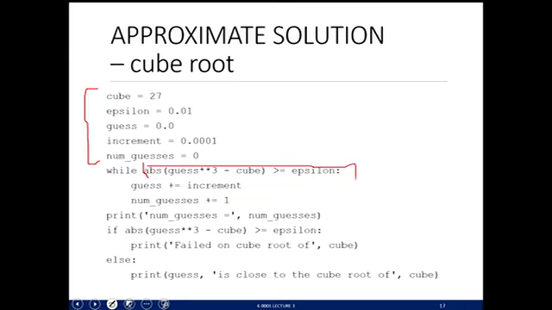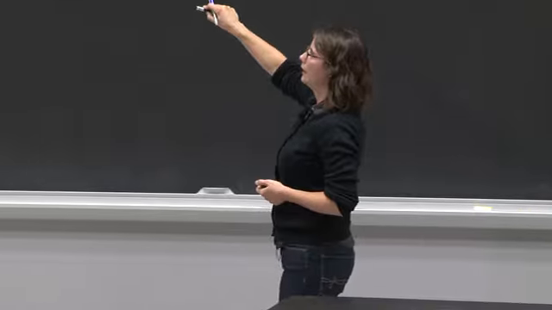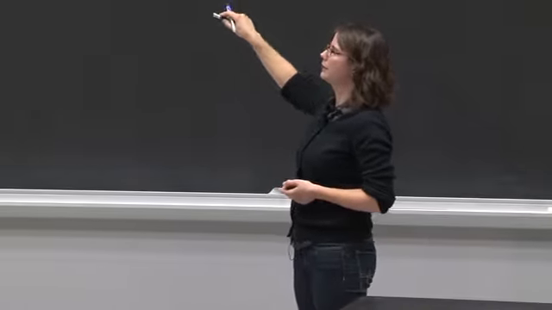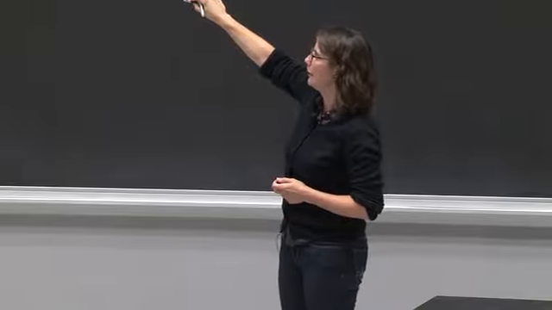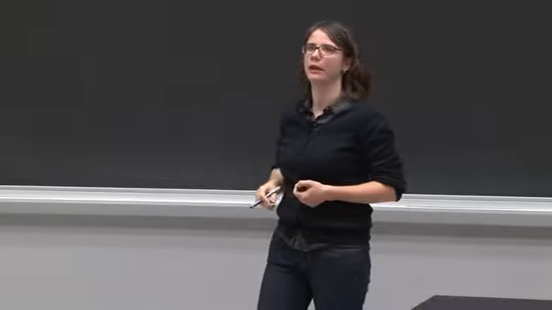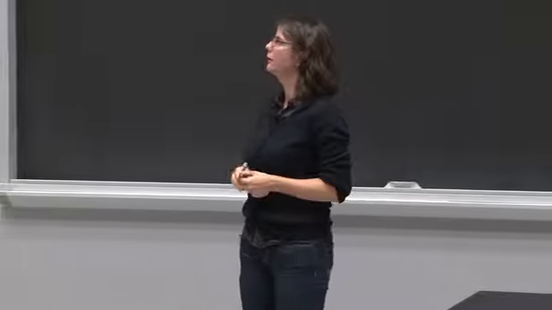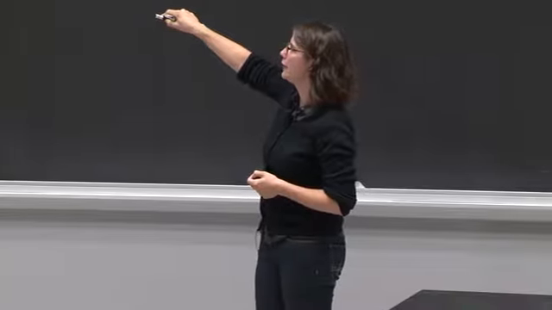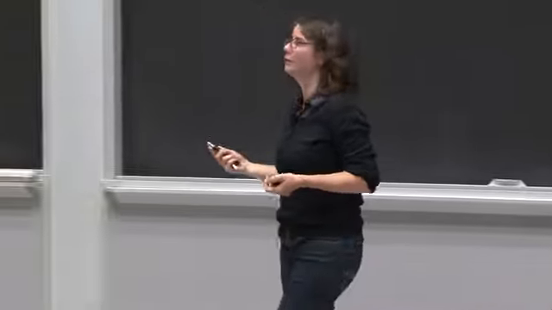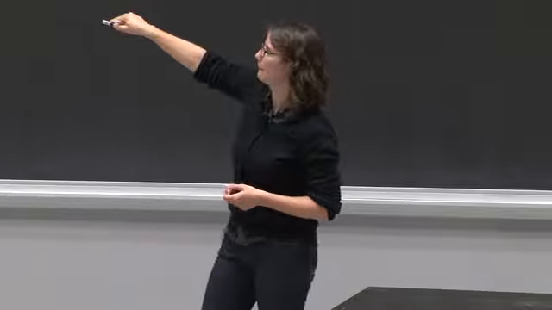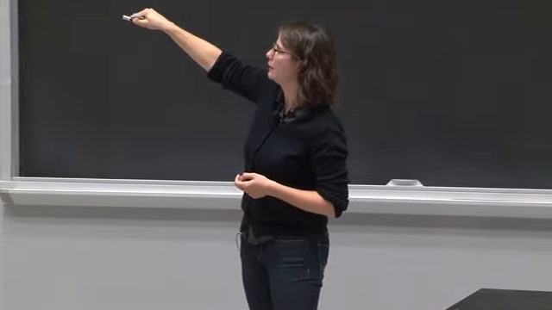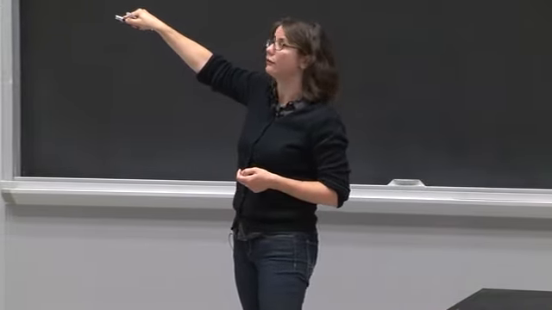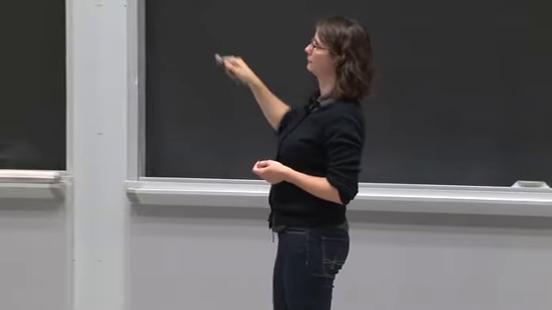This part is similar to the guess and check from before. We're going to take the guess to the power of 3 minus the cube, so that's how far away we are from the actual answer. And we're going to say if that's not good enough, so if we're still greater or equal to the epsilon, then keep guessing. So we're going to be stuck in this loop where we keep guessing values until we've reached a guess that's good enough, so until we're less than epsilon.